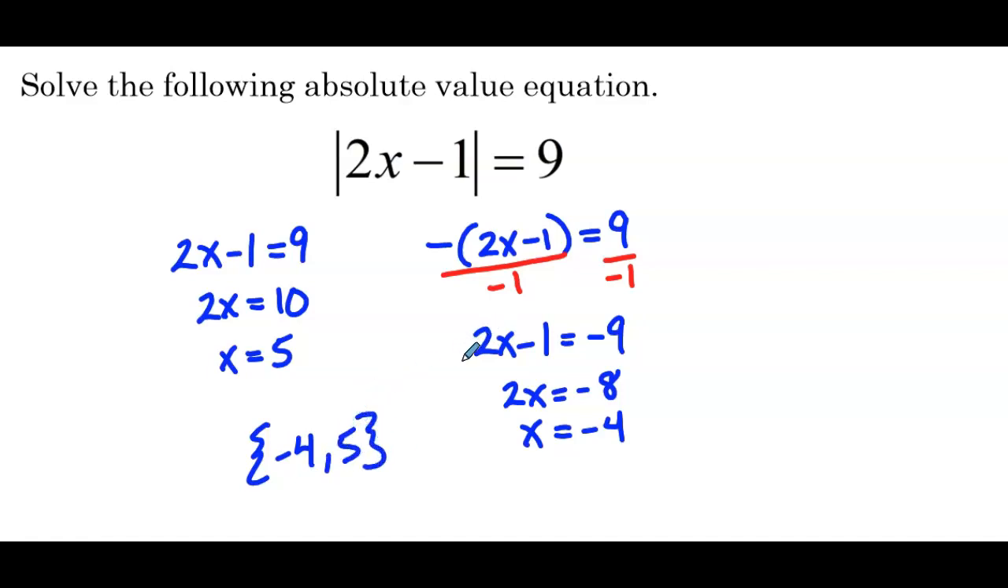Now a lot of times people will start just 2x minus 1 equals negative 9. But I like starting here because it really emphasizes the idea of the absolute value. If the input's positive, it stays the same. If the input's negative, we have to multiply it by negative 1. So we really get a better understanding of an absolute value.